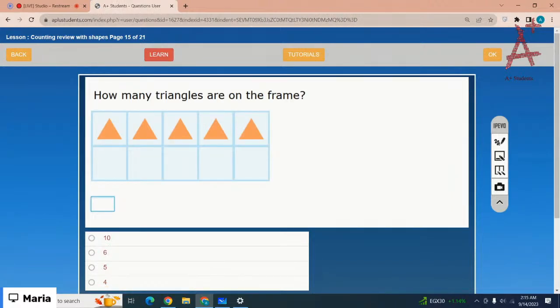How many triangles are on the frame? So which is the correct option? You have to count the triangles. So just count and write the answer in the chat box. Yes, there are only 5 triangles. So the correct option is 5, right?